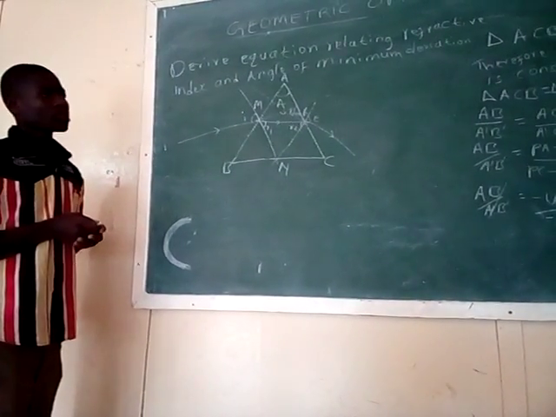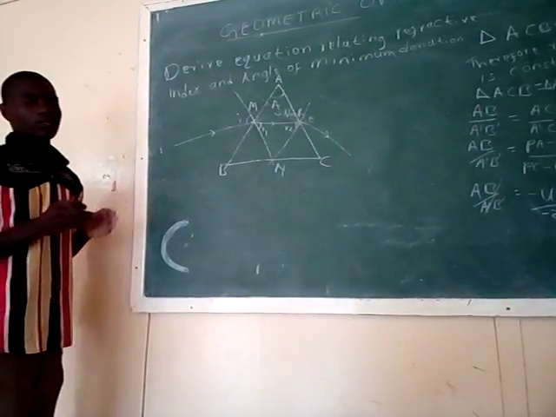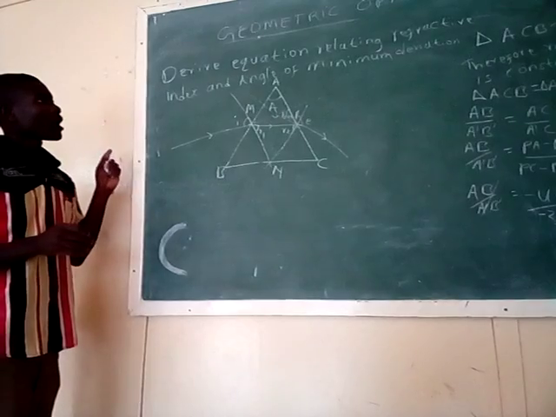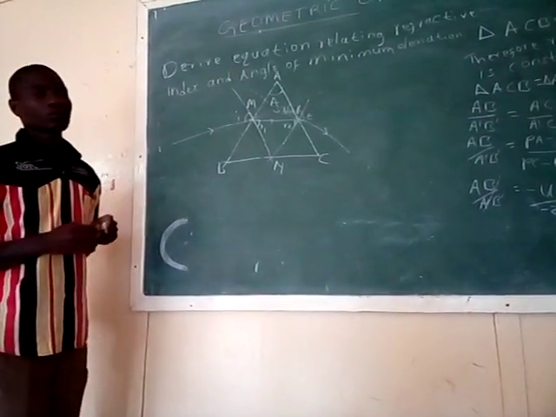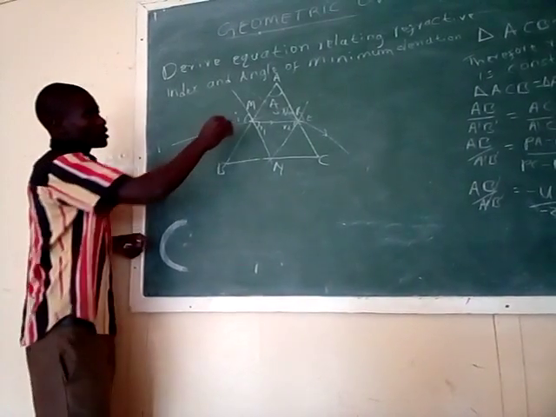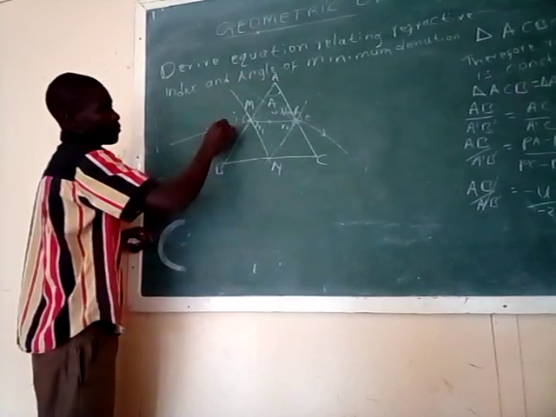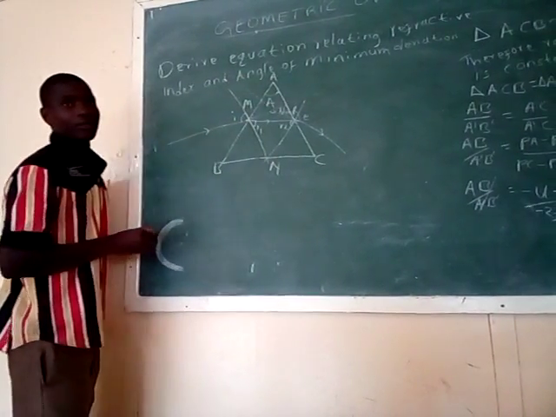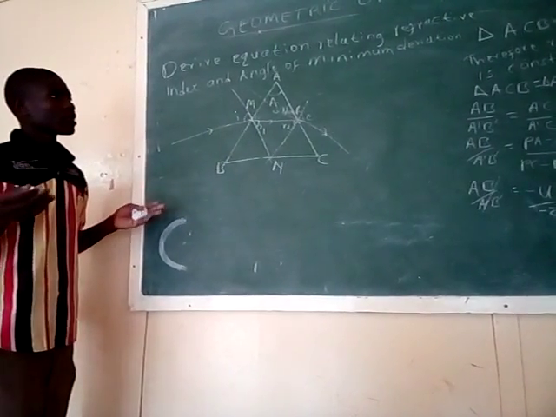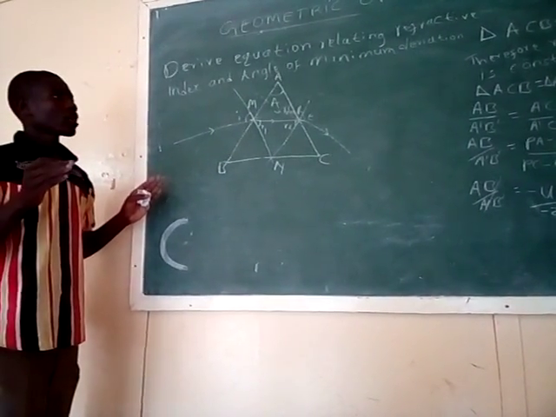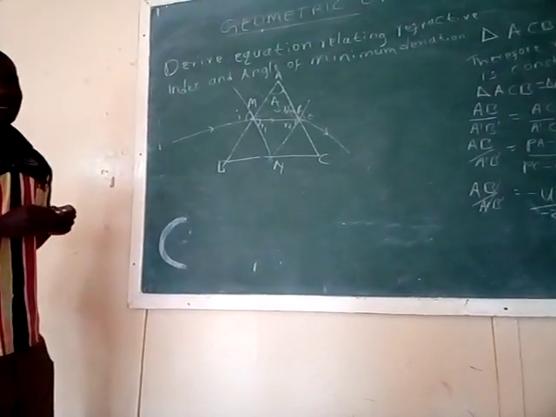So I want you to see there is something unique happening here. We are going to play with angle properties when deriving the equation relating to refractive index and angle of minimum deviation. Are you seeing the quadrilateral AMNR? And normally, from basic knowledge, you know that all angles inside a quadrilateral add up to 360 degrees.